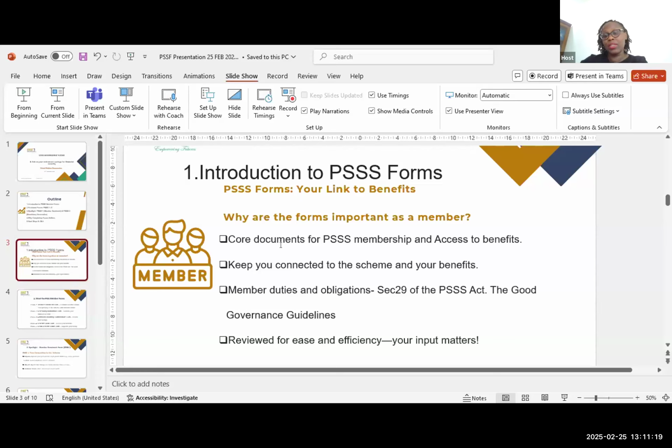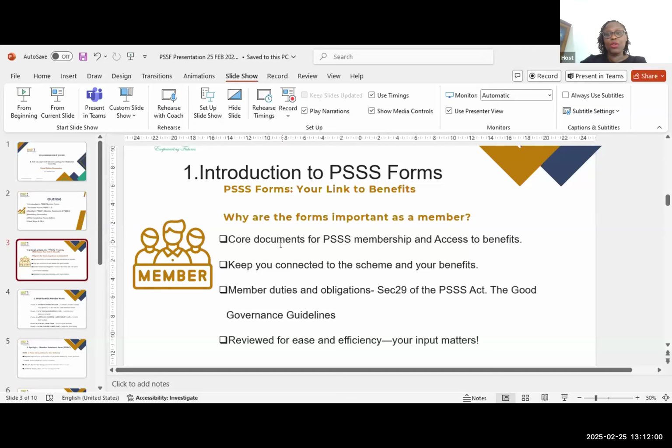Now, also, these forms are important because they're part of member duties and obligations. Pension schemes have various stakeholders, and members form the core of these stakeholders. They form the core of the scheme. So as per Section 29 of the PSSS Act, you will find that it is a member duty and obligation to furnish us with the information that we require to run the scheme. What is your personal information? Who are your nominated beneficiaries? Have you left service? It is a member duty and obligation, but it is also part of the good governance guidelines that have been set up by the Retirement Benefits Authority, that you furnish the scheme with your member details so that we can serve you better.